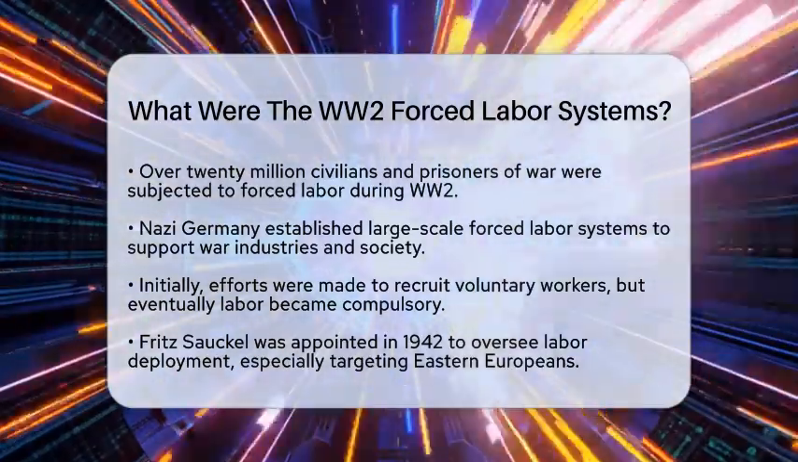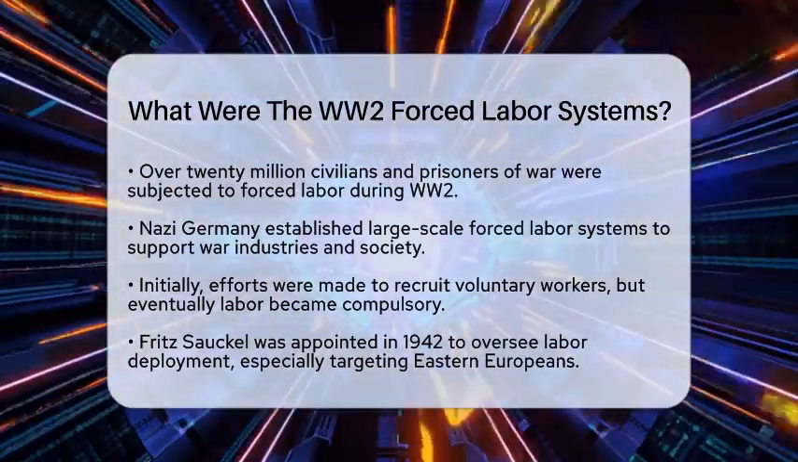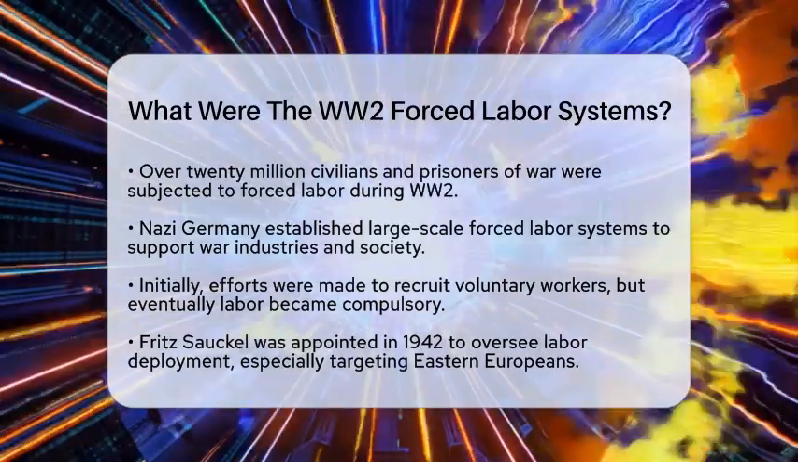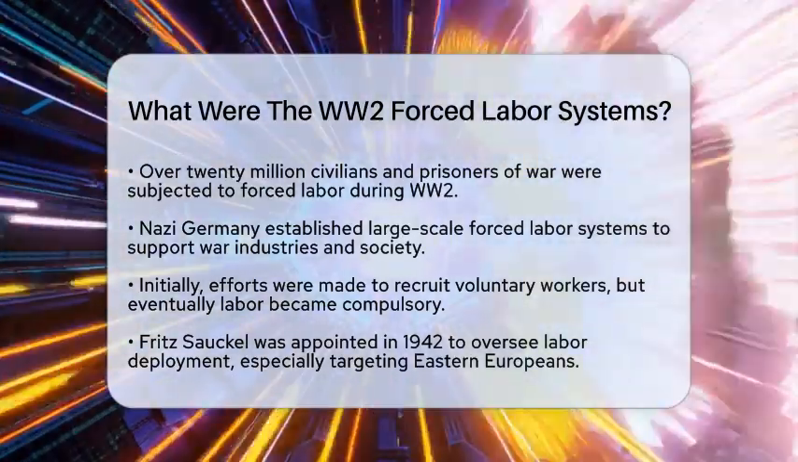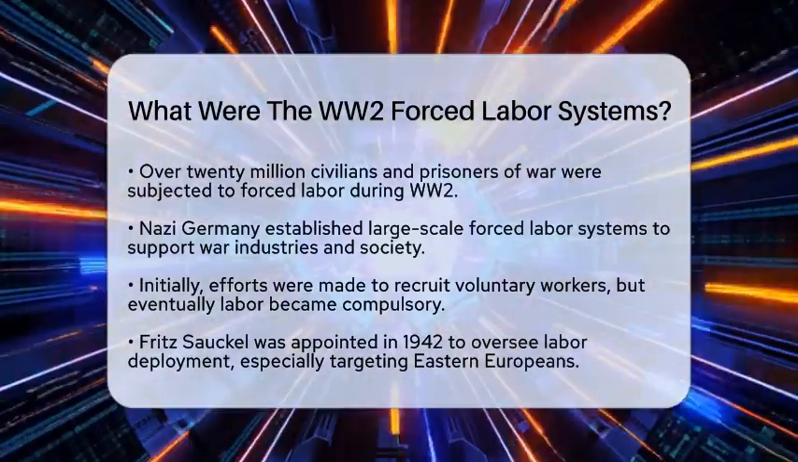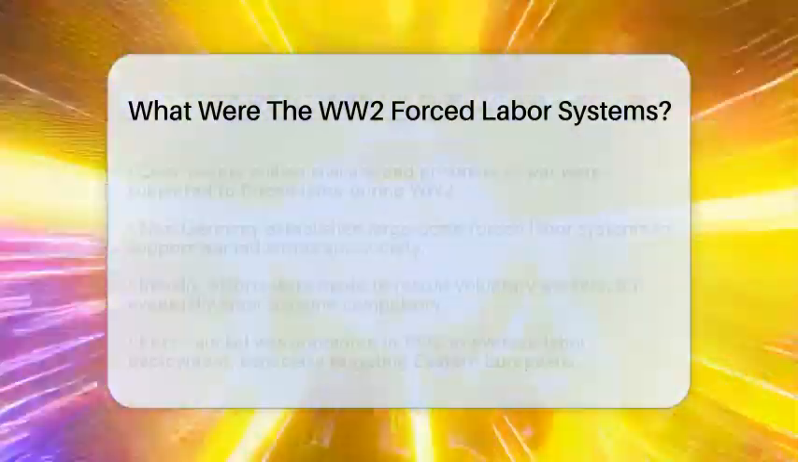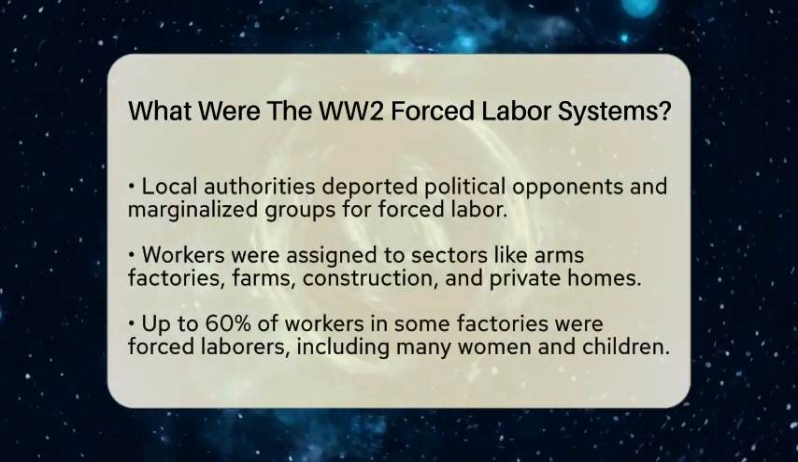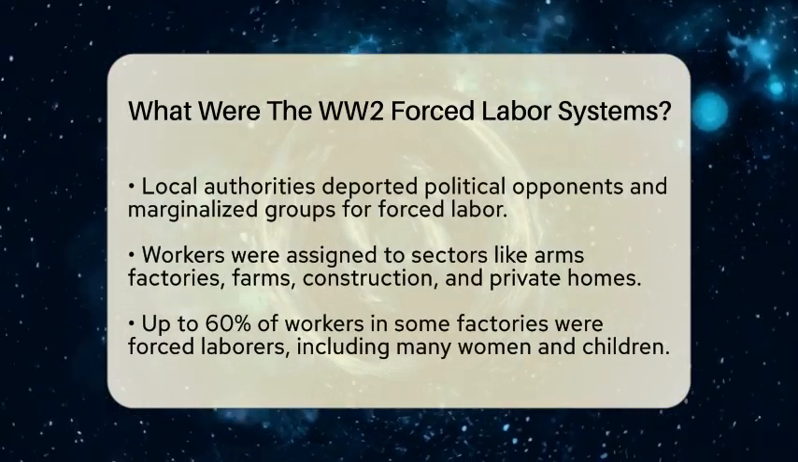Nazi Germany set up large-scale forced labor systems to keep their industries running and to sustain their society. They initially tried to get workers voluntarily, but as the war went on and demands grew, they made labor compulsory. In 1942, Fritz Sauckel was appointed as the plenipotentiary general for labor deployment. He created quotas for labor, especially targeting people from Eastern Europe.